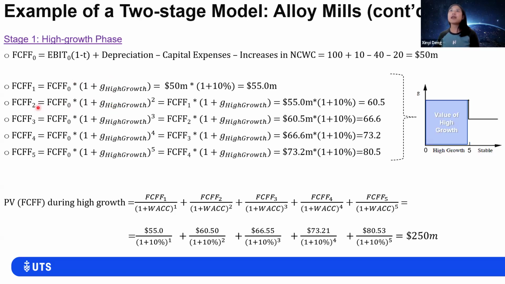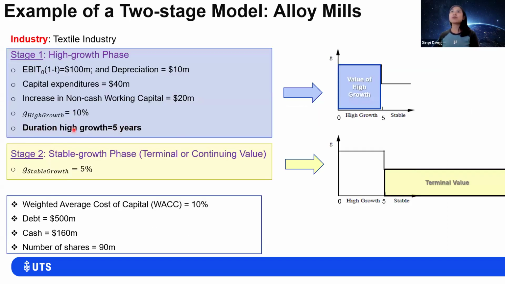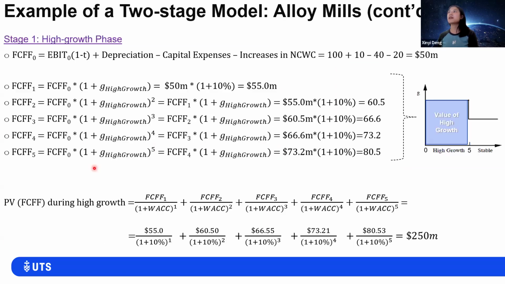And for FCFF2, we just use FCFF1 times 1 plus high growth rate, which is equivalent to FCFF0 times 1 plus the high growth rate raised to the power of 2. So the same applies for the remaining cash flows. Also, by the way, for this example, we have the duration of high growth being 5 years. So starting from the end of year 5, we will be having the low growth rate of 5%.